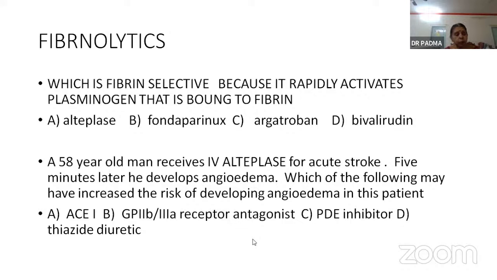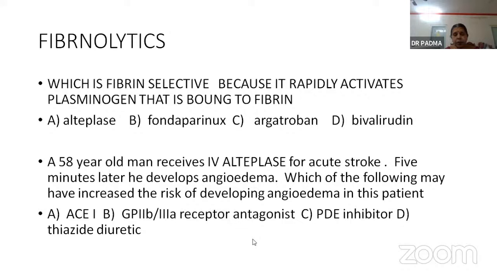The middle ones are urokinase, anistreplase, alteplase. All these are the middle ones what we have. So remember these two questions. Which is a fibrin selective? Because it rapidly activates plasminogen that is bound to fibrin.